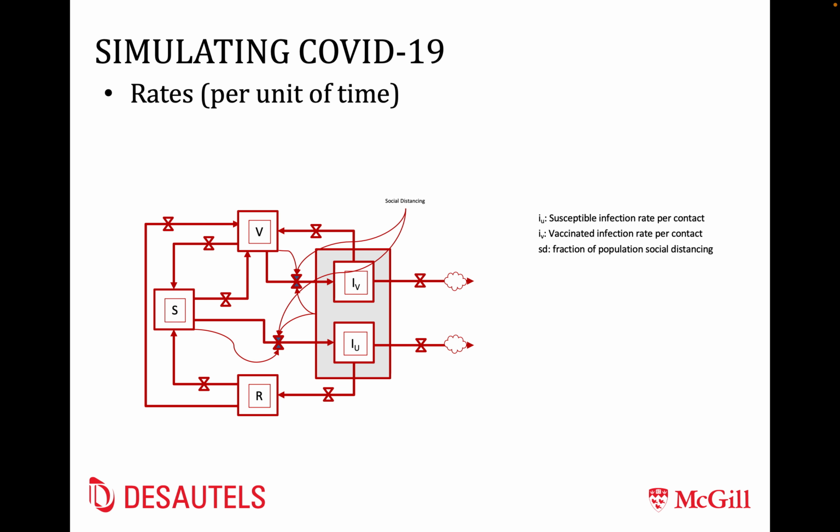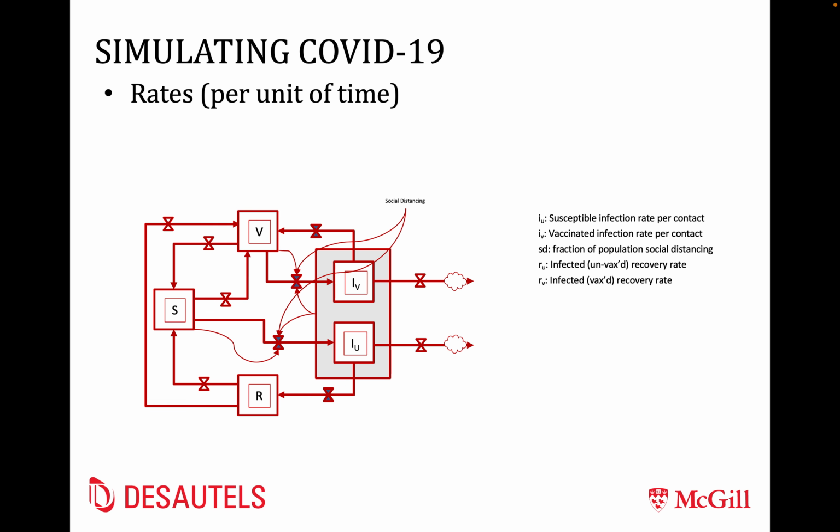Another important factor here is social distancing. Again, we're talking about contacts, so an important behavior that can modify contacts is social distancing. And so let's assume that we are able to convince some fraction of the population to practice social distancing. That'll, of course, change the contact rate of individuals in the system. Okay? And then we have our recovery rates.